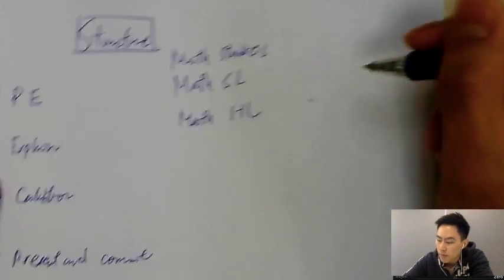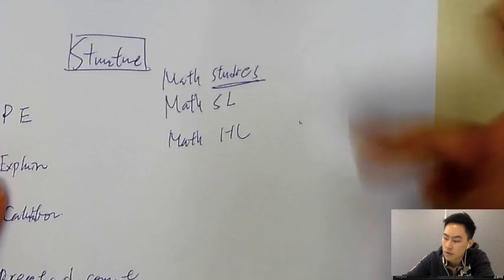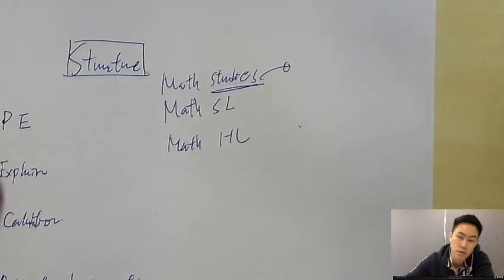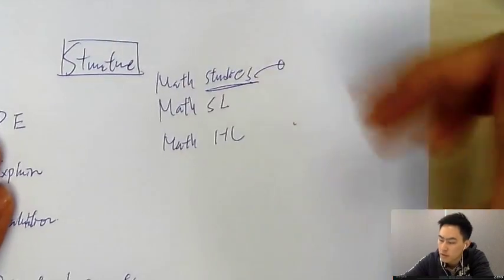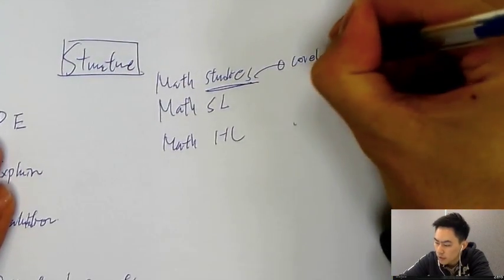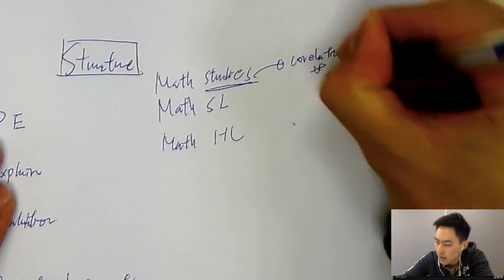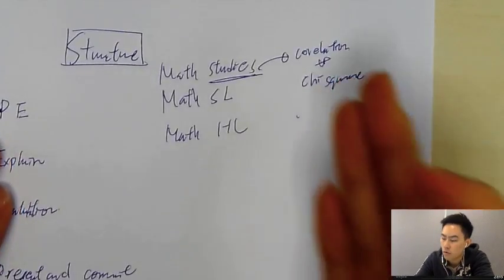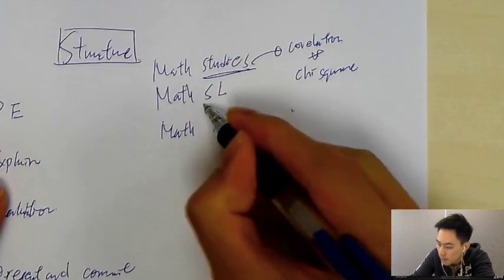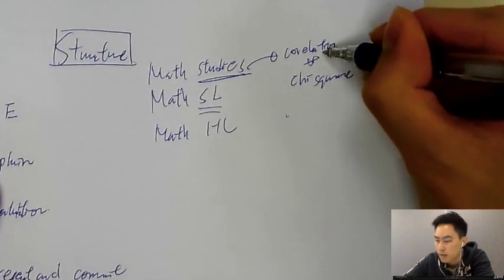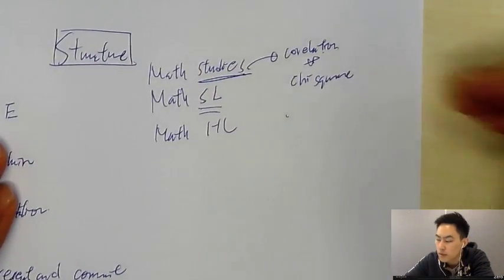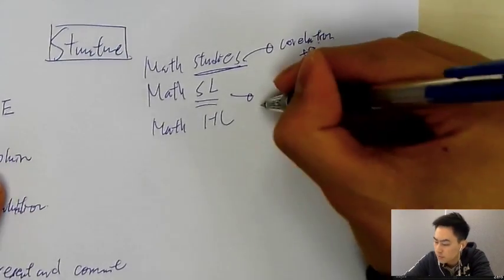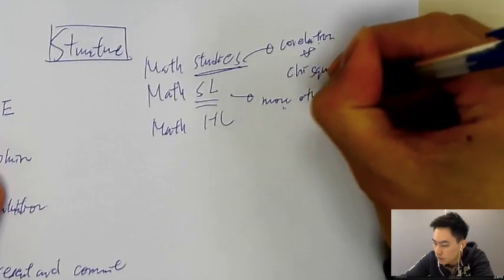For Math Studies, I'll introduce the structure and what you have to fit in. Basically, for Math Studies we always use correlation and chi-square test in the topic for the Math IA. But for Math SL, if you're only using correlation and chi-square test, that won't be enough. I would suggest you add more other topics.